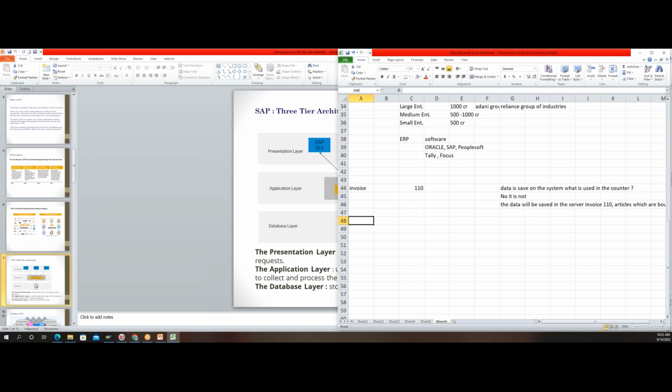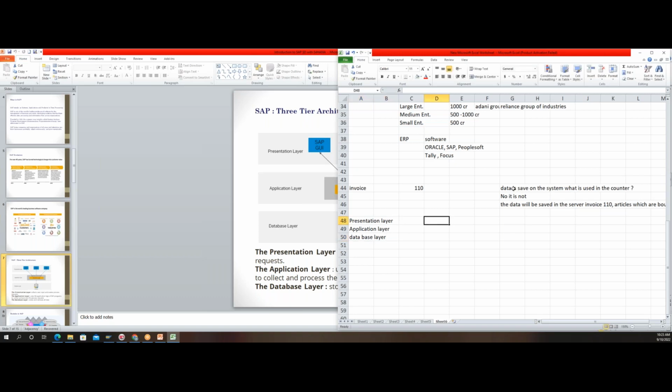When I say three-tier architecture, I talk about presentation layer, application layer, then we have a database layer. Okay, all right. Now, what is a presentation layer?